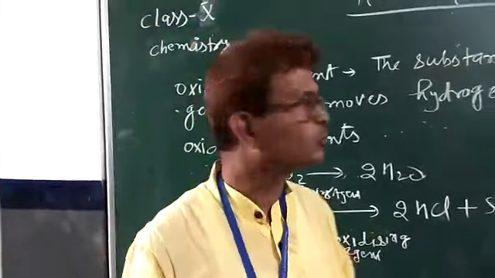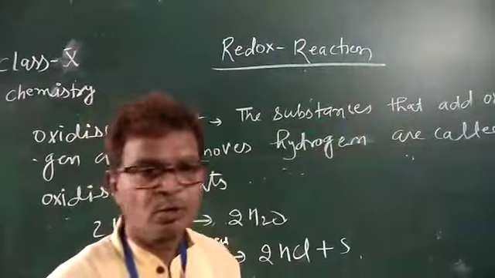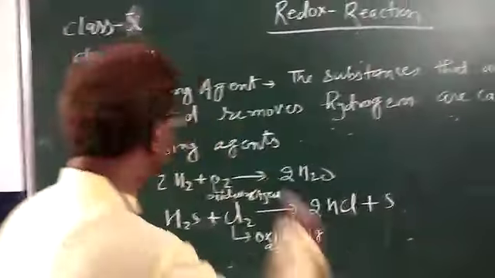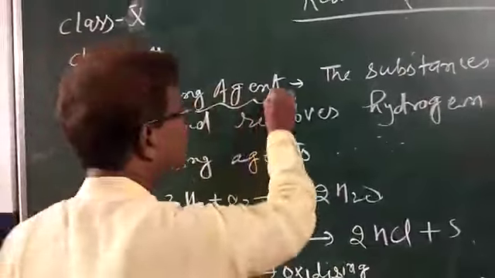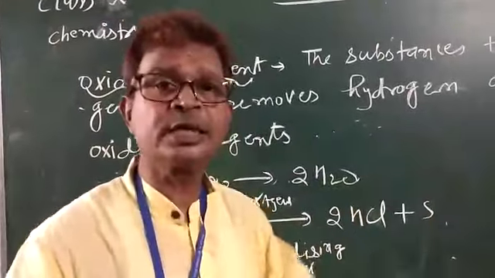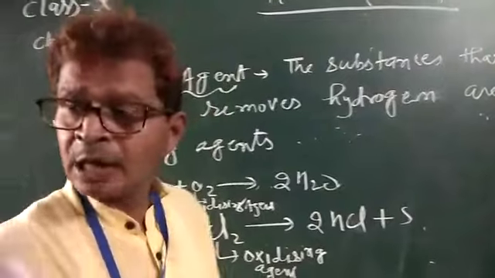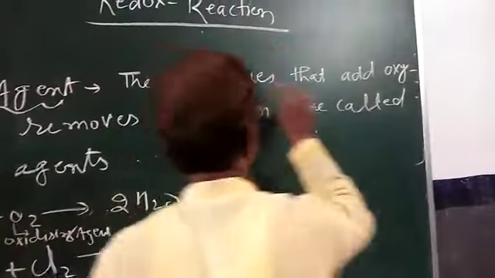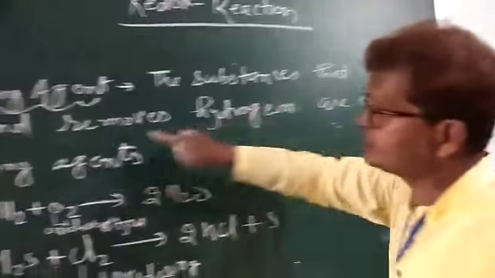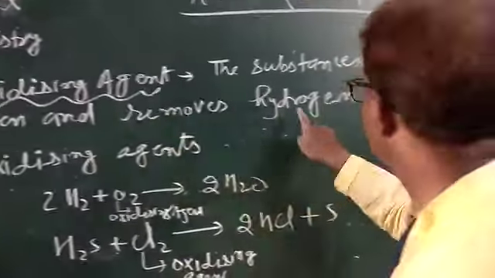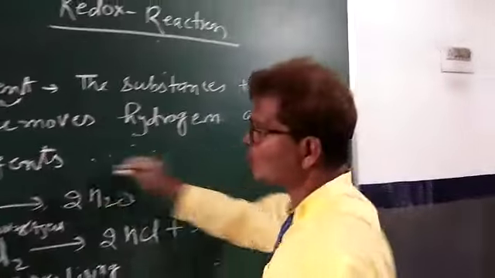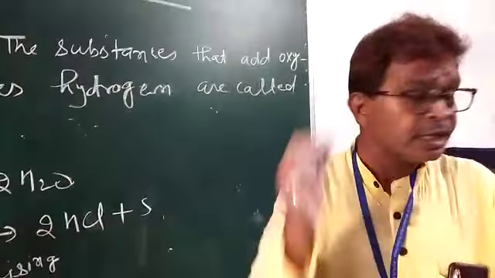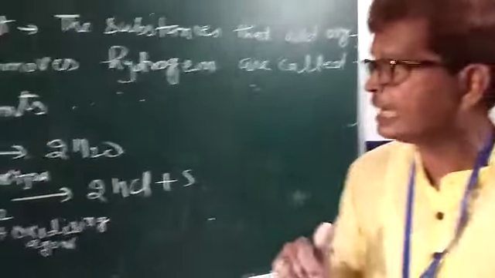Today we are going to talk about redox reaction. One of its topics is oxidizing agent. Just try to understand a little bit of difference between oxidation and oxidizing agent. Now I am going to define oxidizing agent. The substances that add oxygen and remove hydrogen are called oxidizing agents. Substances that remove hydrogen from a compound are called oxidizing agents.